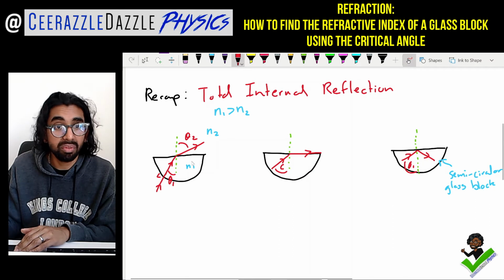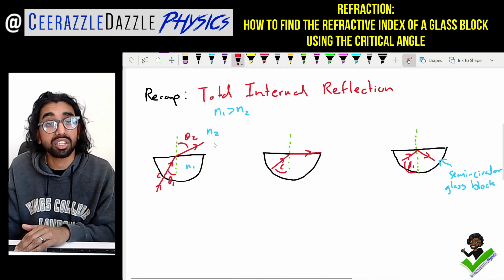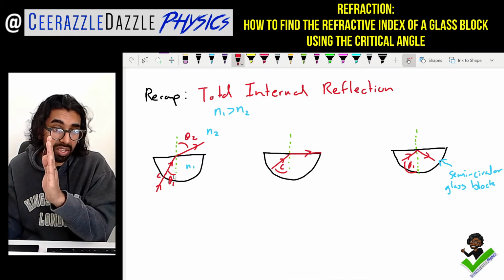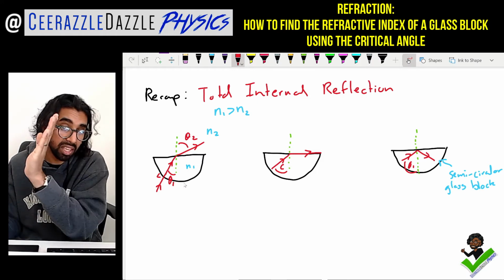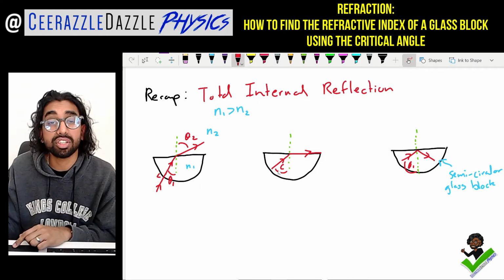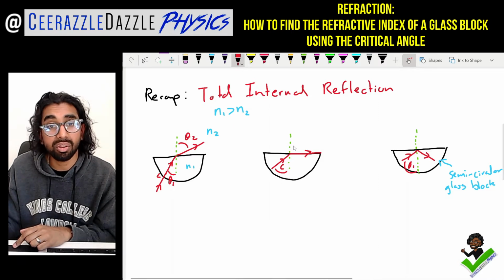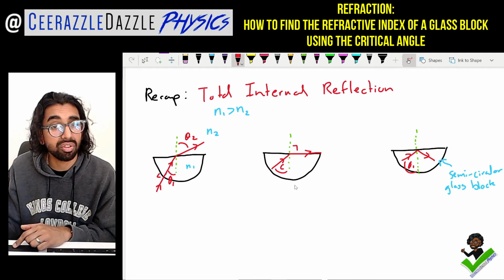So right now it's being refracted out of the glass block. But if you keep on increasing the angle of incidence, eventually you will hit the critical angle here. At the critical angle, we can see that the angle of refraction is 90 degrees. It's 90 degrees going across here.